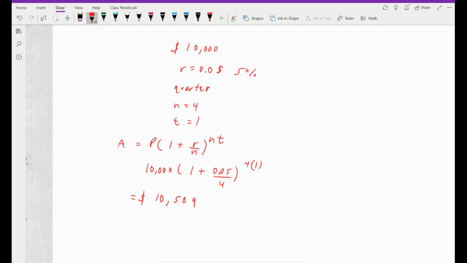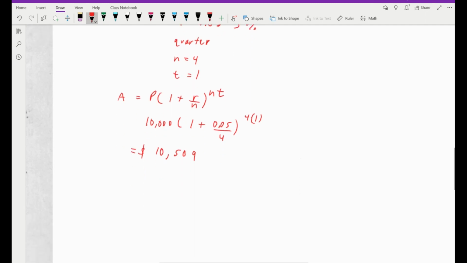If we just did the straight interest equation of 5%, would we have the same amount of money? If you remember, the basic equation for simple interest is P times 1 plus r raised to the t. If we have $10,000 and an interest rate of 0.05 for 1 year, what would that equal? If we did the math, we'd find that we have $10,500. Notice the difference in the numbers.